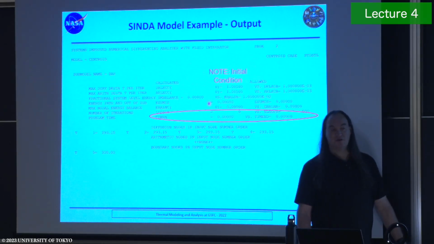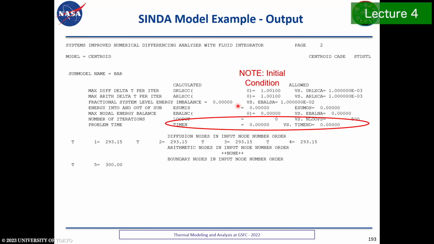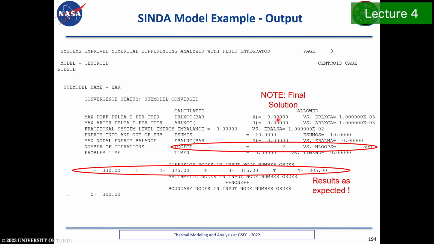So when we look at the output from that first Centroid base file, we see here, okay, these are not a solution. That's an initial temperature. Well, yeah, this is initial time of 0. There are no loops. We haven't tried to solve anything yet. So this is the initial condition. This is the call to output calls before you've done the solution. Final solution. Took us 2 loops to converge. And lo and behold, we got what we expected. 330, 325, 315, 305, and then the boundary at 300.